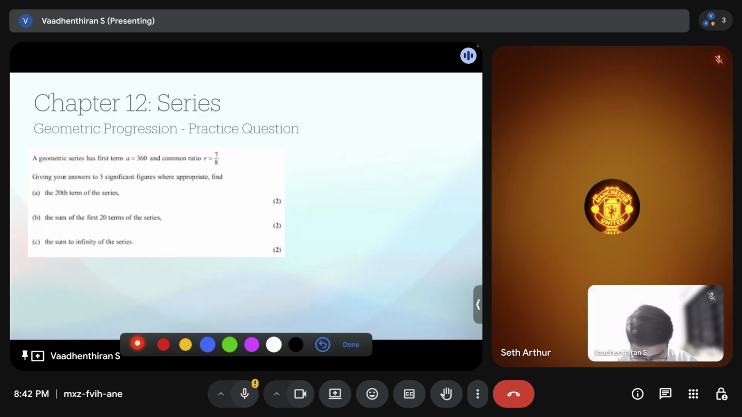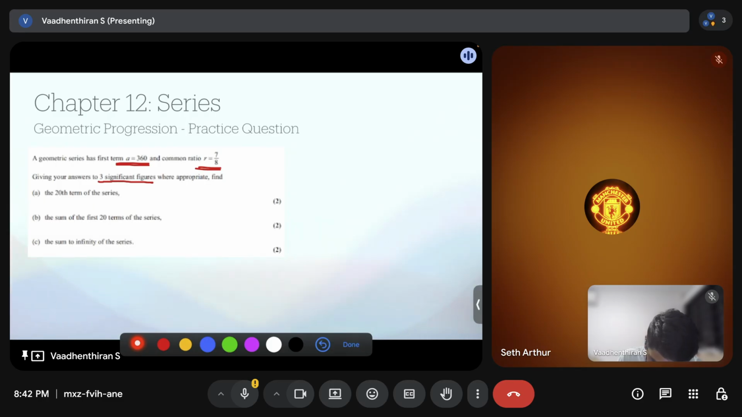So here's a small practice before we end. I think we are done with today. Today's topics were also small. Okay, I'll just draw. So they gave the first term as 360, common ratio as 7 by 8. Give your answers to three significant figures where appropriate.